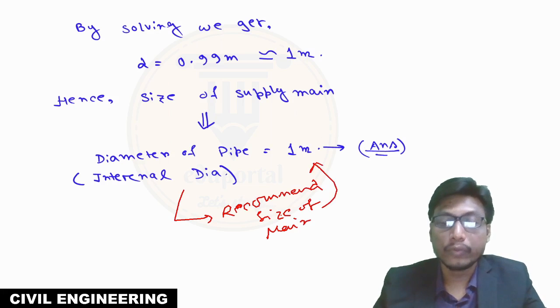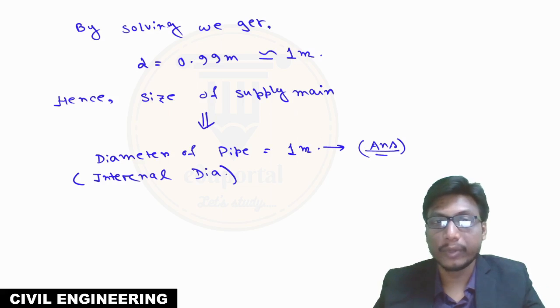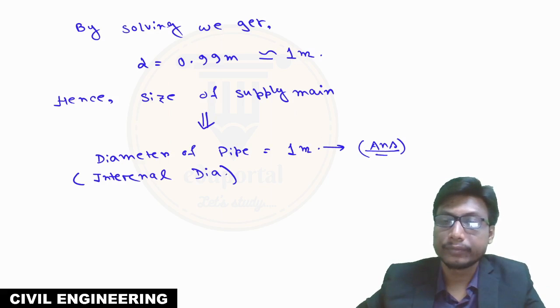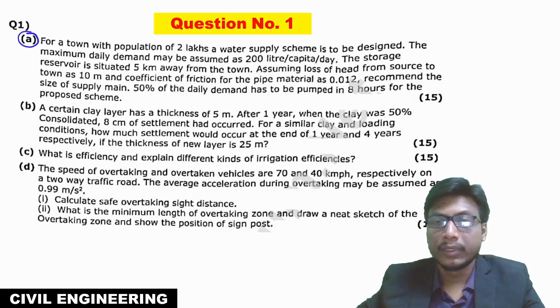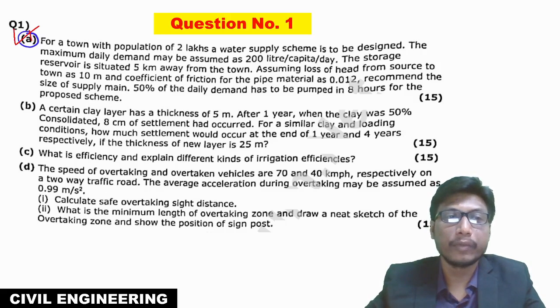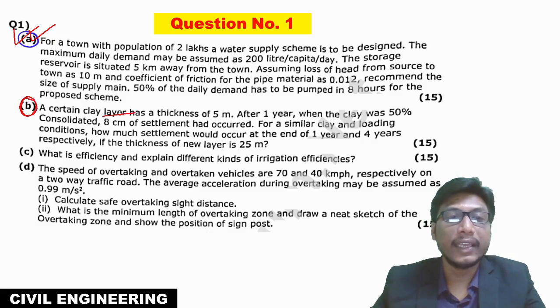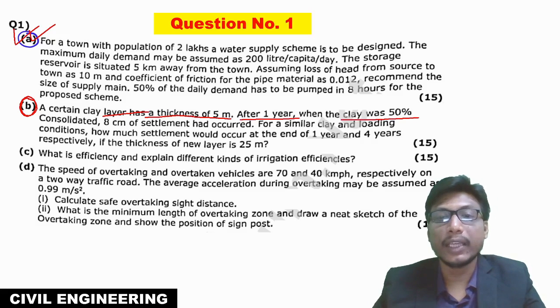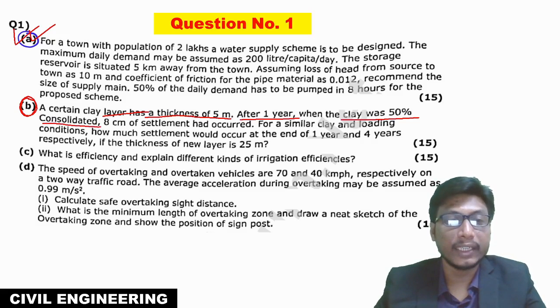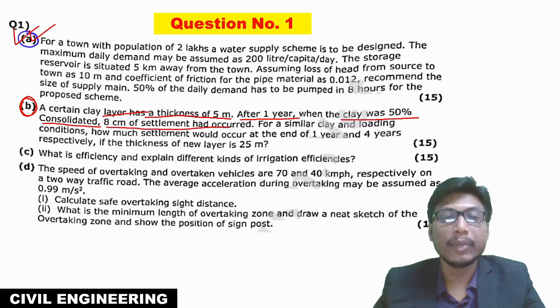So we have solved question number 1. Now let's move to the second question. Not question 2, it is the second part, that means 1b. It says a certain clay layer of thickness 5 meter, after 1 year, when the clay was 50% consolidated, that means the degree of consolidation after 1 year is 50%, and 8 centimeter settlement has occurred.